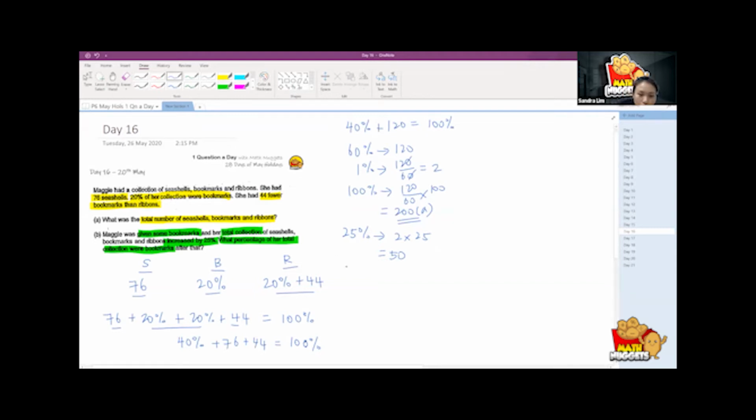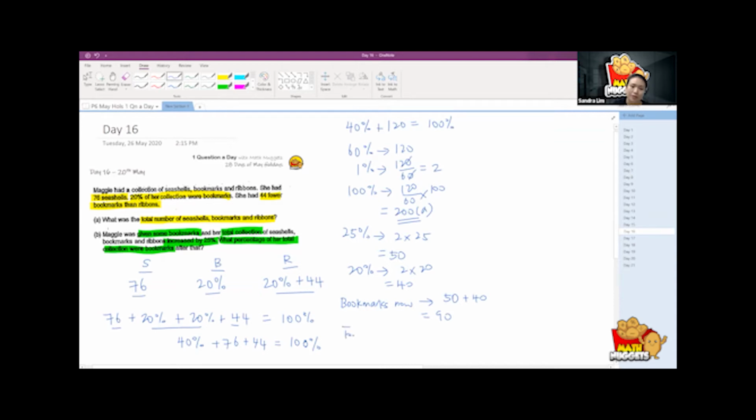So total bookmarks now would be, do we know the old bookmarks? Oh, I haven't found that, right? So I need to find the old bookmarks first. So let me find the old bookmarks first, 20%. Two times 20, 40. So the bookmarks now would be 40 plus 50, which is 90.